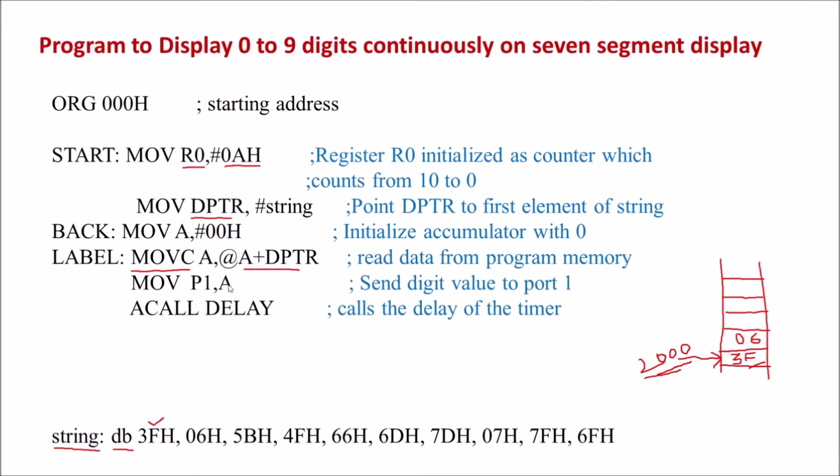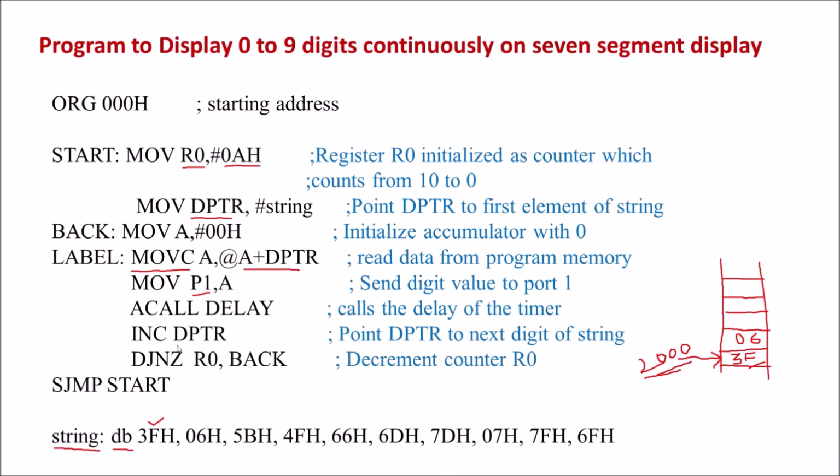We want to send this 3FH, that is the code of 0, on port P1. As soon as we place this code on port P1, the digit 0 will be displayed on our display. So we'll give some time before displaying the second digit, so we'll call a delay program. You can write any simple delay program or a delay program using a timer. That is explained in the timer delay video.